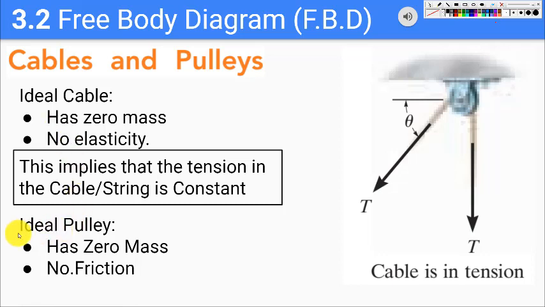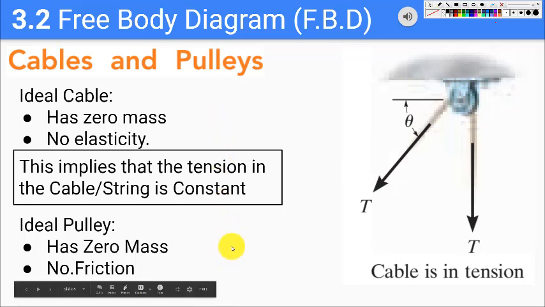The second assumption we are going to use is that of an ideal pulley, which basically means that all the pulleys in our system have zero mass and no friction. So it does not take any force to rotate the pulley just by itself. These are the assumptions that we are going to use for many problems and free body diagrams in this course.